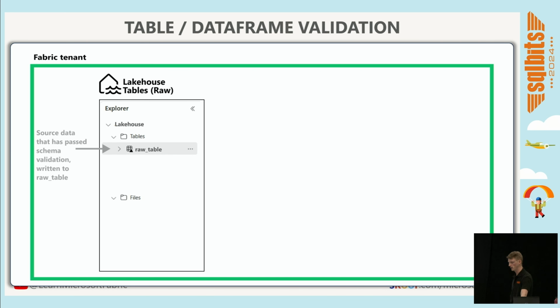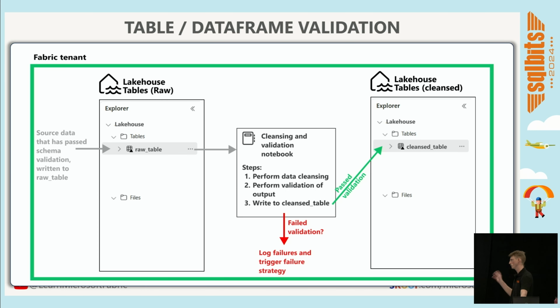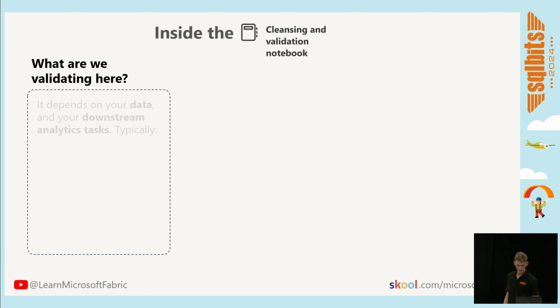So here's what that could look like. We might grab our table, which is the raw table, bring it into a cleansing and validation notebook, do the cleansing, validate it. Then if it passes, well, we can write it out to our cleanse table. If not, then we kind of log it. Again, you have to implement some sort of data validation failure handling strategy. So in that one, it depends quite a lot what you're going to do there.